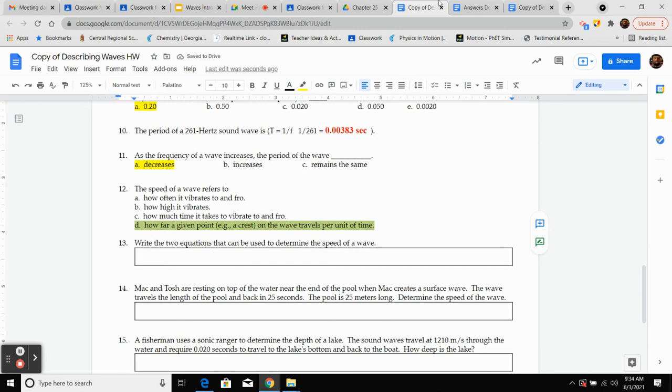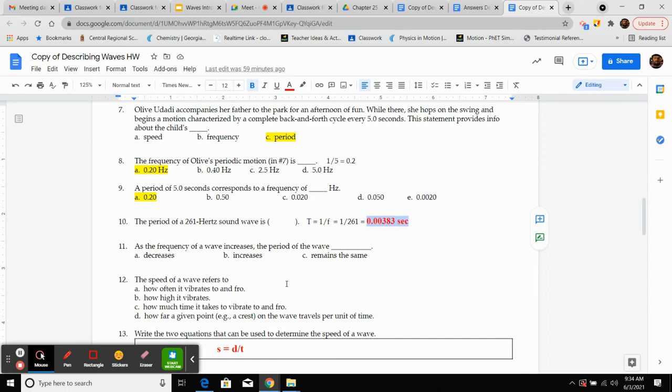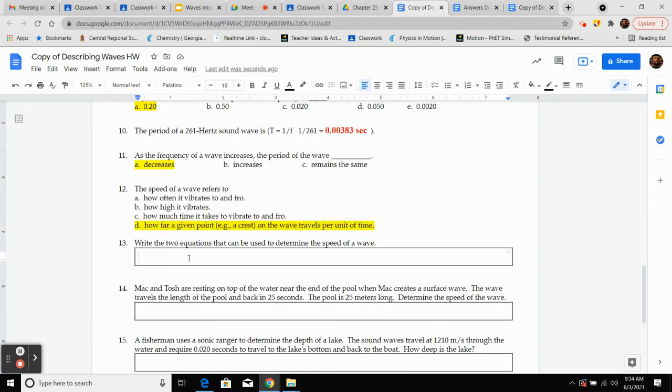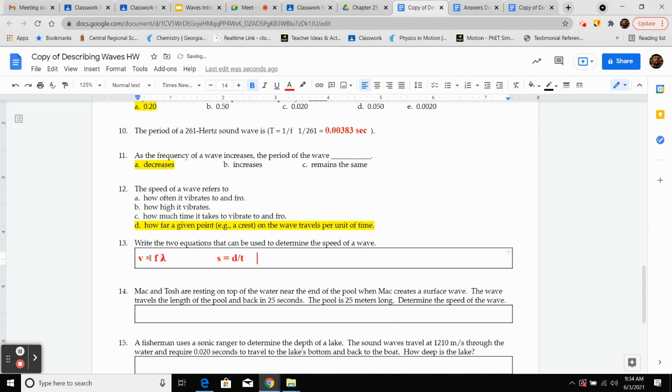Okay, the two equations. Just write out this word. Because it's a pain in the butt, guys, for you to write the letter lambda out, you can just say V equals frequency times wavelength instead of writing that symbol. Because then you have to go to insert, special symbols. Or speed is equal to distance divided by time.